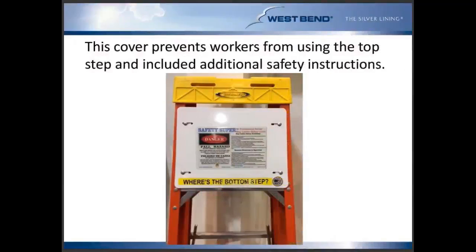Here was an interesting picture. I believe one of my colleagues had taken it at one of his customers' places of business. There's basically a barrier type of plate that would go over that top step of the step ladder, and it has actual warning labels on it saying danger, do not step here, and where's the bottom step. This is a physical barrier that, if we're continuing to have issues with employees improperly using our ladders and stepping on the top step, may be an option to help prevent that type of unsafe behavior.